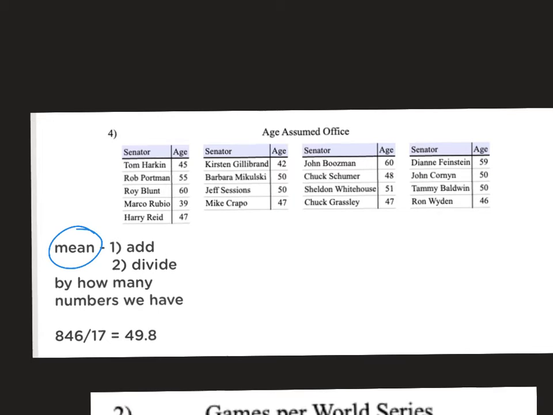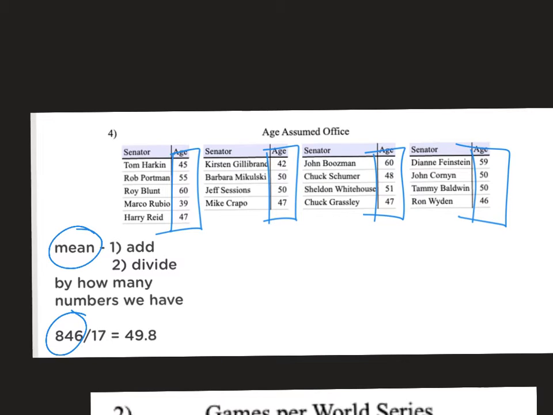and in order to find the mean, we added all of these ages together, and we got 846. And then for step 2, for finding the mean, we divided by the number of numbers that we had in the data set. And when we went through there, we counted and we knew we had 17 numbers. And then finally we just needed to take that 846 and divide by 17 so that we were able to get a mean of 49.8, approximately 49.8.